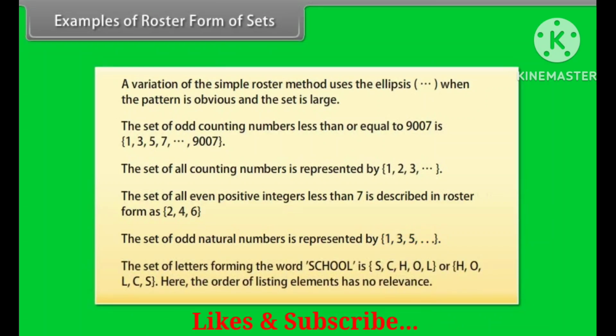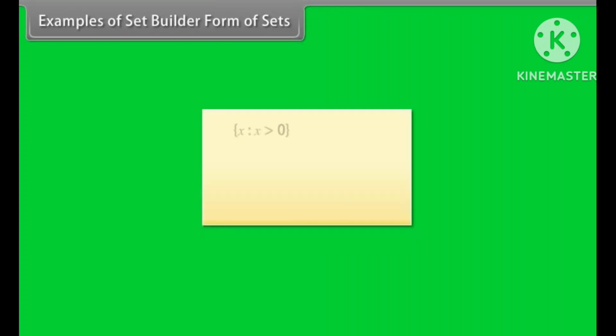The set of letters forming the word school is {S, C, H, O, L} or {H, O, L, C, S}. Here, the order of listing elements has no relevance. Examples of set builder form of sets. The set of all x such that x is greater than 0. The set of all x such that x is any number except 11. Set of all x such that x is any number less than 5.